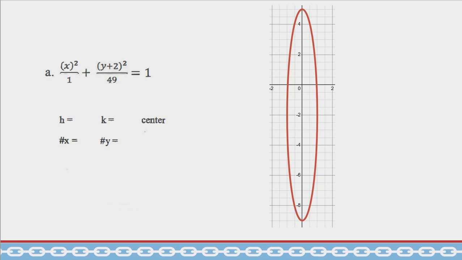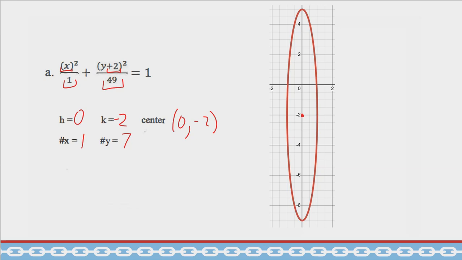And H and K are going to be in the parentheses here. There is nothing being added or subtracted from X, so I have an H value of 0, and I have a K value, the opposite of the 2 there, which would be -2. So I have a center point right here. So looking for the 2 radii, square root of 1 is 1, and this 49 square rooted would be 7. So that is our information from that ellipse, right?